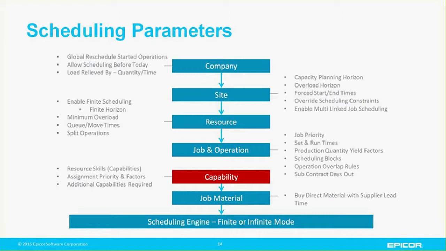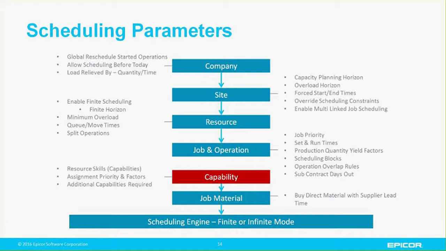At the resource level, finite scheduling can be enabled, and the finite horizon determines how far into the future in days that a finite schedule should be calculated for this resource. The minimum overload percentage determines the point at which overload will be reported. Queue and move times for this resource can be entered in hours. These will be added to all operations scheduled on this resource. Split operations allows the work associated with an operation to be split evenly over the resources in a resource group, with each split being separately scheduled on each resource.